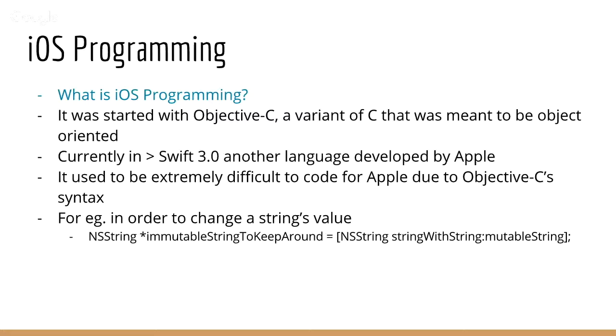So what exactly is iOS programming? It first started out with Objective-C, which was basically C, but object-oriented. Apple had a group of engineers who decided to make it object-oriented, and it made C even more complicated. It was a very well-paid job maybe 5-6 years ago, because this language was very hard to use. If you try to change a string, it takes a super long line of code.